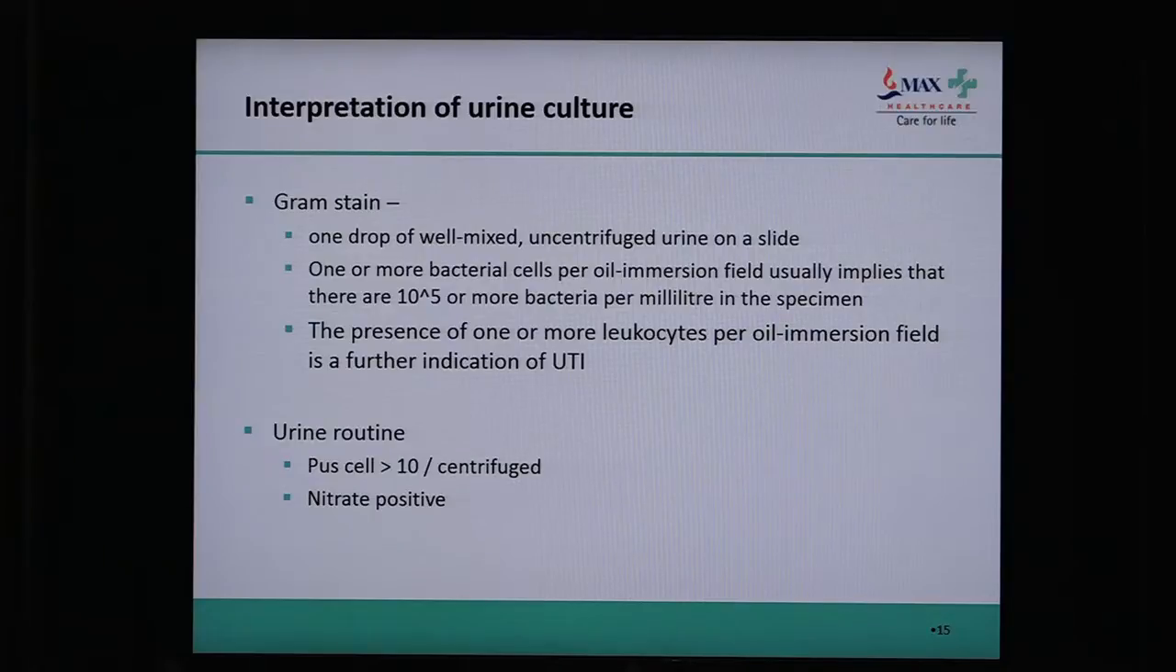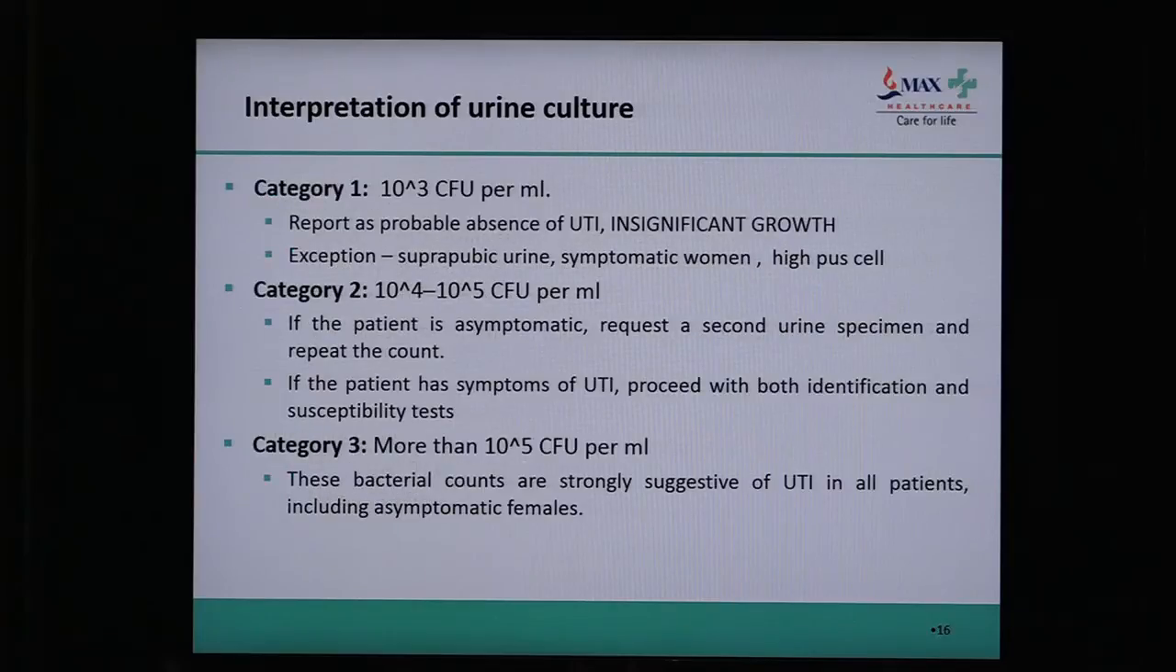In urine routine, even on centrifuge, if we take more than 10 pus cells, even 5 to 7 they are saying is also significant, but more than 10 definitely the patient has an infection. And nitrate positive, we don't do nitrate, but some guidelines also say nitrate positive. So there are three categories of reporting. Category 1: 10 to the power 3 colony forming units or less than this basically, report as probable or absence of UTI, insignificant growth. There is insignificant growth, except for suprapubic urine, symptomatic women, and high pus cells. If the patient is symptomatic, 10 to the power 3 is also significant. If there are high pus cells, it is definitely significant.